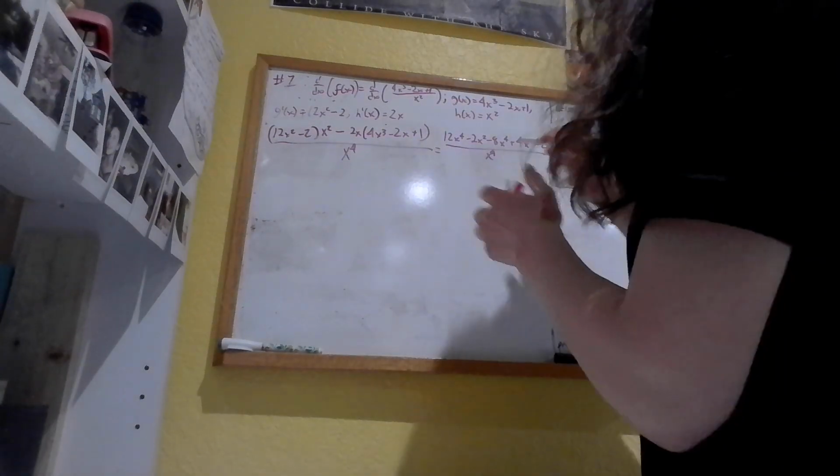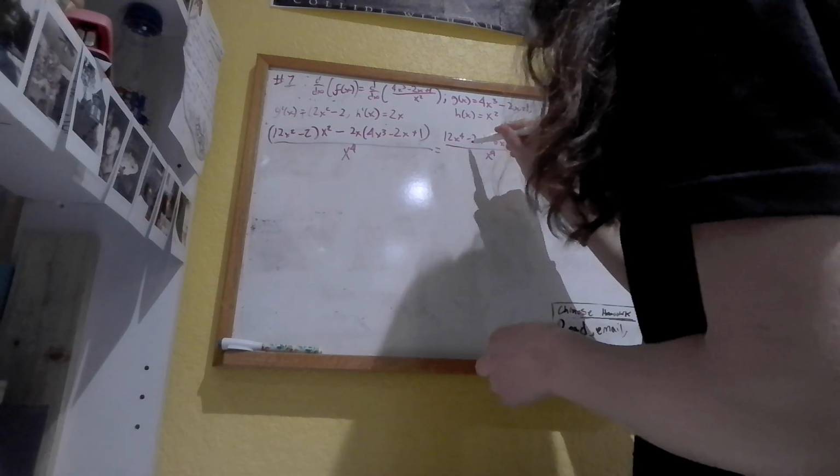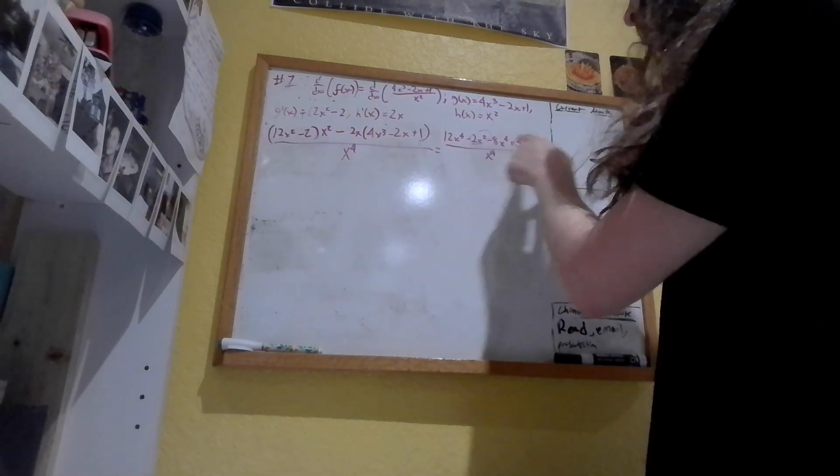Now, here we have numbers with common multiples of x, so 12x to the power 4 minus 8x to the power 4 would be equal to 4x to the power of 4 plus 2x squared minus 2x over x to the power 4.